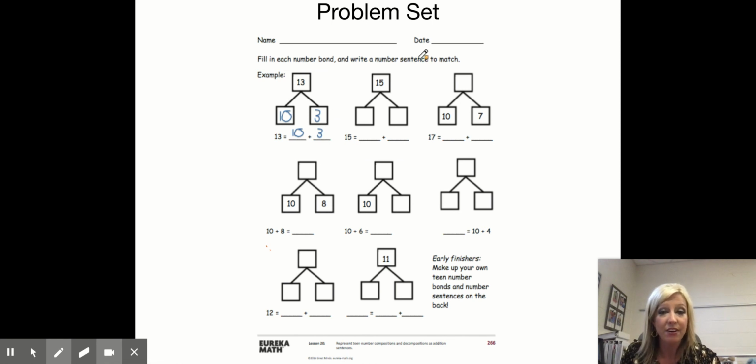Let's do one together. What's another way that we can break 15 down? Very good. We can break it into 10 and 5. And for our number sentence, we would have 15 equals 10 plus 5.